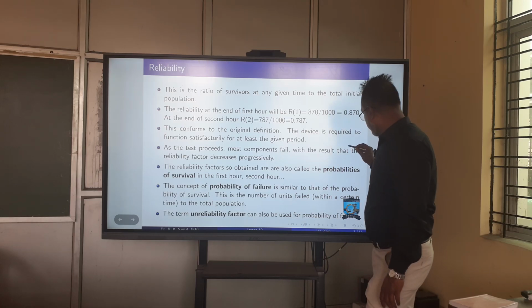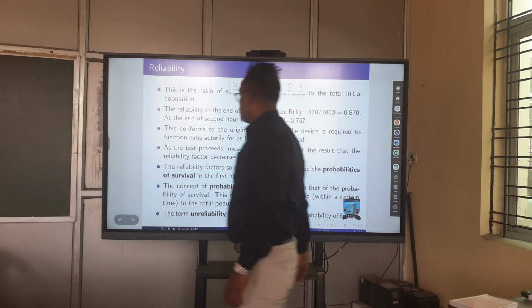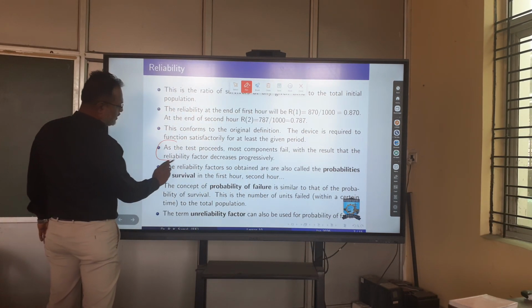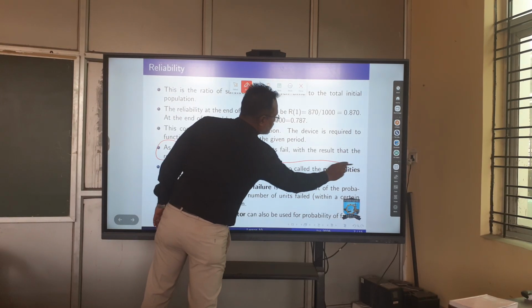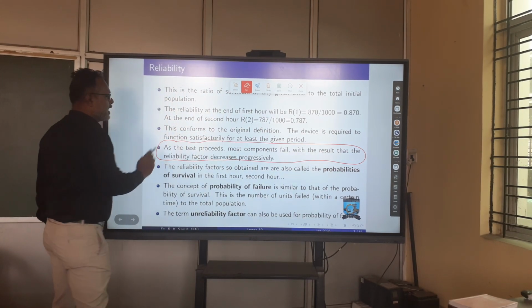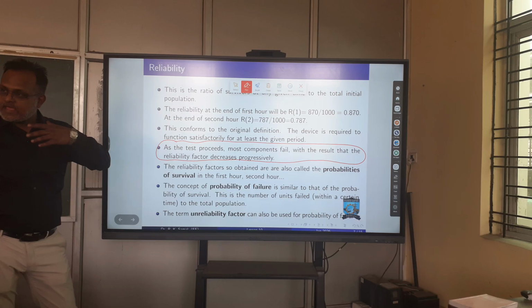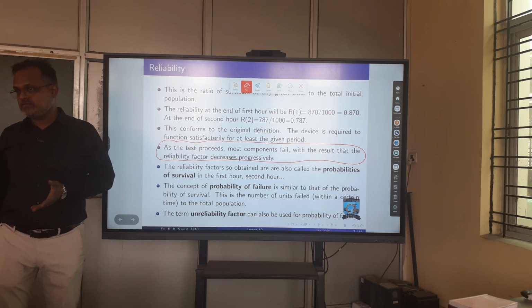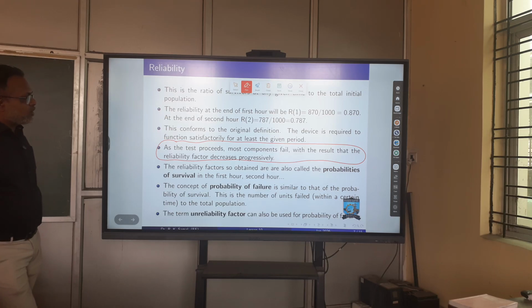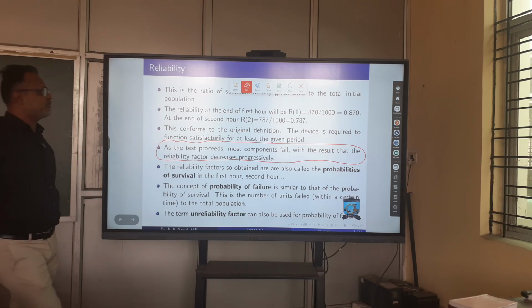So the important point to note is that as the test proceeds, most components fail, with the result that the reliability factor decreases progressively. That means as time passes, the reliability is actually reduced. The reliability factors are also called probabilities of survival in the first hour, second hour. The concept of probability of failure is similar to that of probability of survival. This is the number of units failed within a certain time to the population. The term unreliability factor can also be used for probability of failure. Just write the reliability definition.